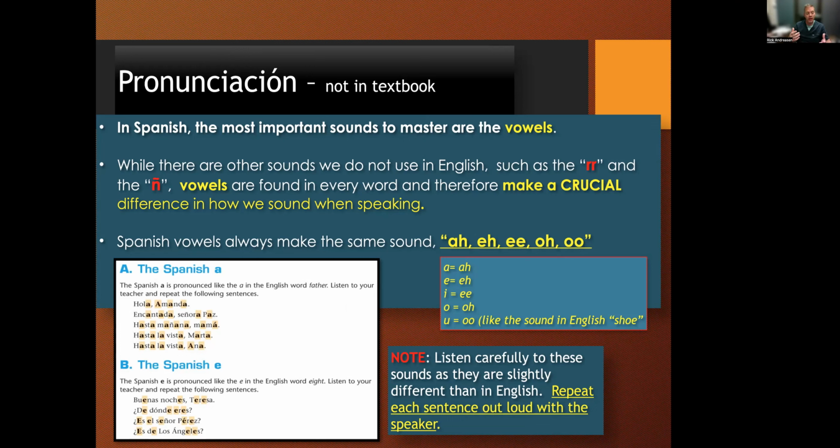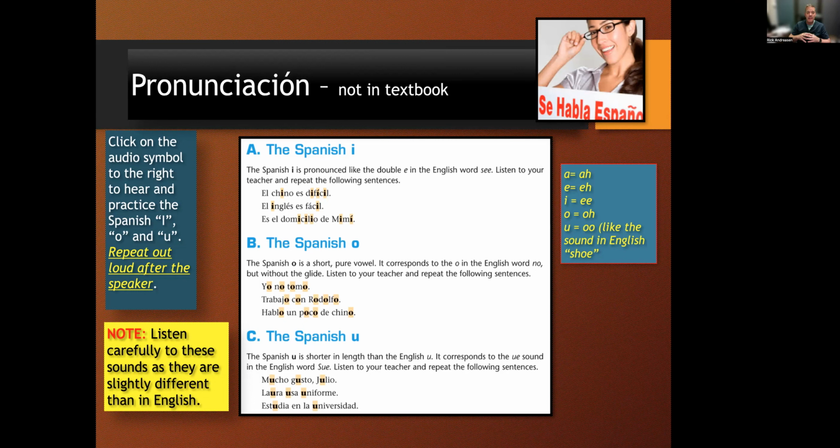That's that wide way of making your mouth. El inglés es fácil. Es el domicilio de Mimi.